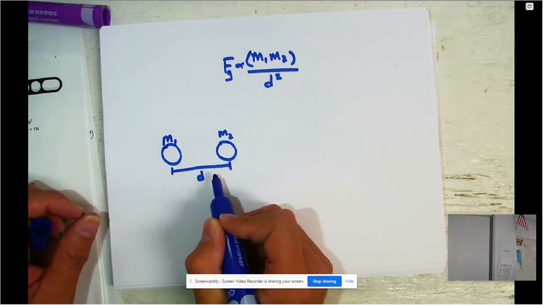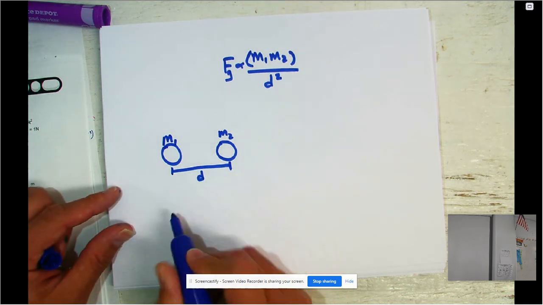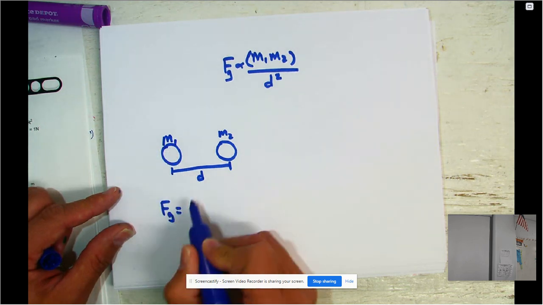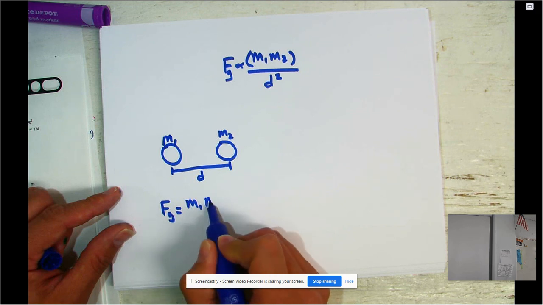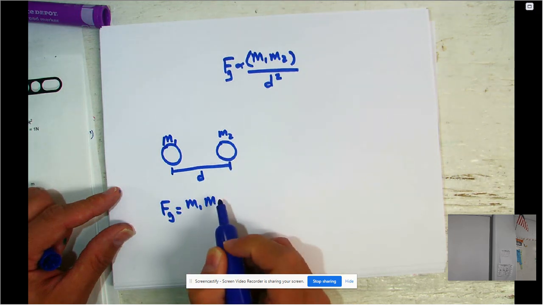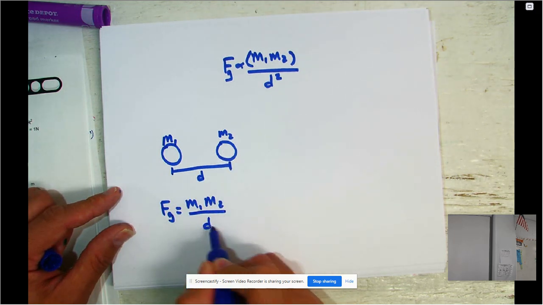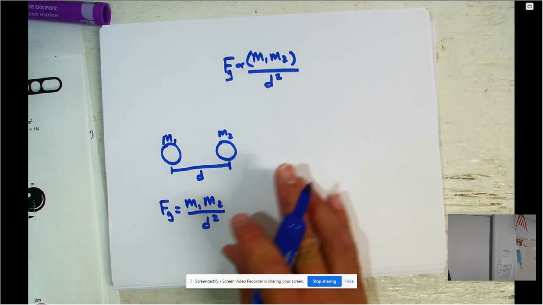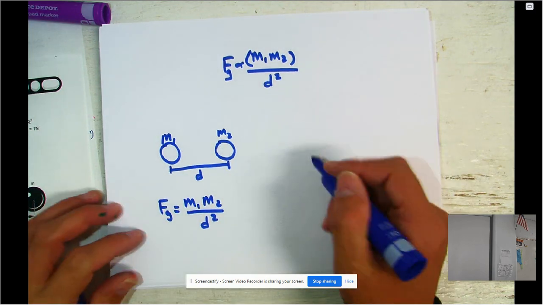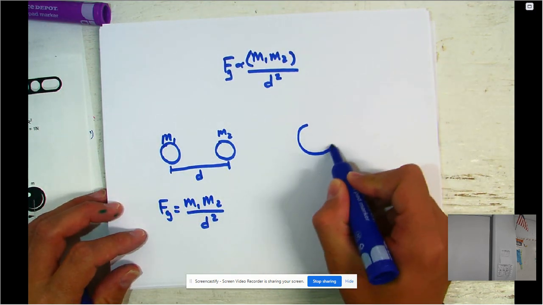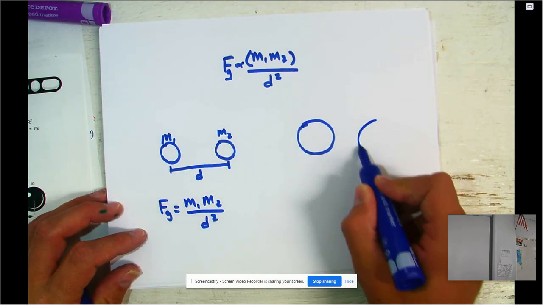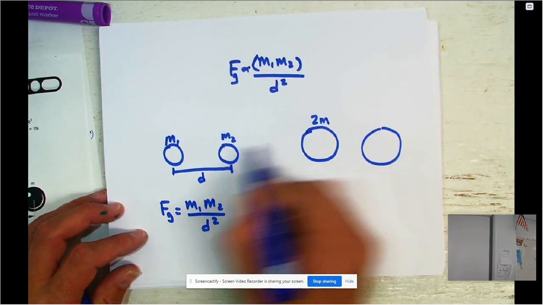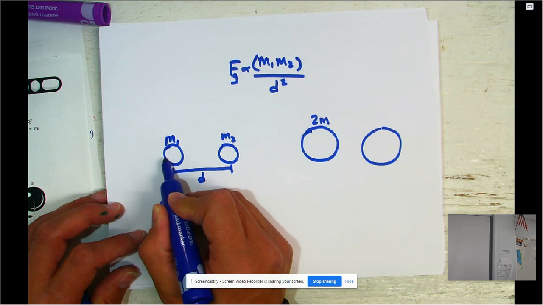So if we were going to compare the force of gravity, we're going to say force of gravity is equal to whatever this mass is times whatever this second mass is divided by the distance squared. Okay. Now we're going to disregard G because we're going to compare this to this. Let's say that we double the mass on both of these. We're going to make this 2m, 2 times an original amount here.